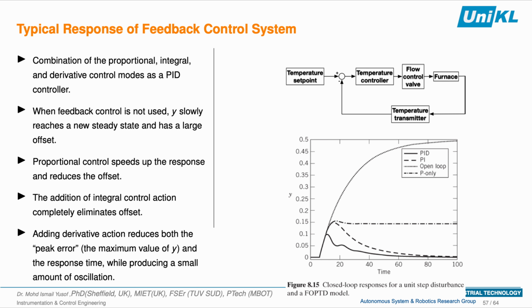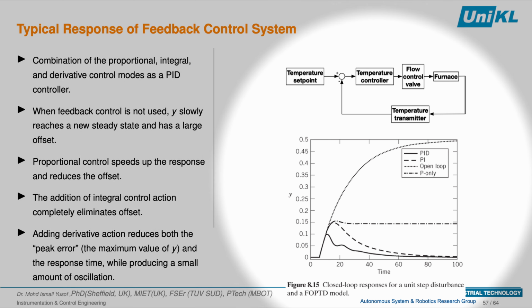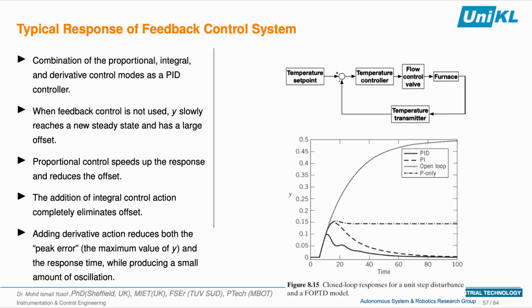Now look at the plot response on the right, which is when feedback control is not used. Y slowly reaches a new steady state and has a large offset. This is also called an open loop response. Proportional control speeds up the response and reduces the offset, while addition of integral control action completely eliminates offset. Adding derivative action reduces both the peak error, which is the maximum value of y, and response time, while producing a small amount of oscillation. But bear in mind that the PID does not always result in oscillation. The closed-loop responses depend on the controller setting.